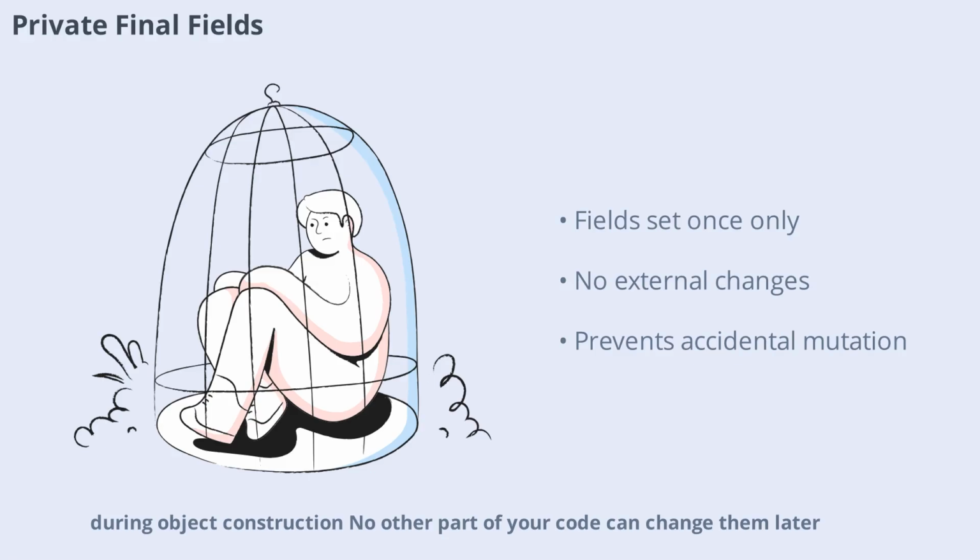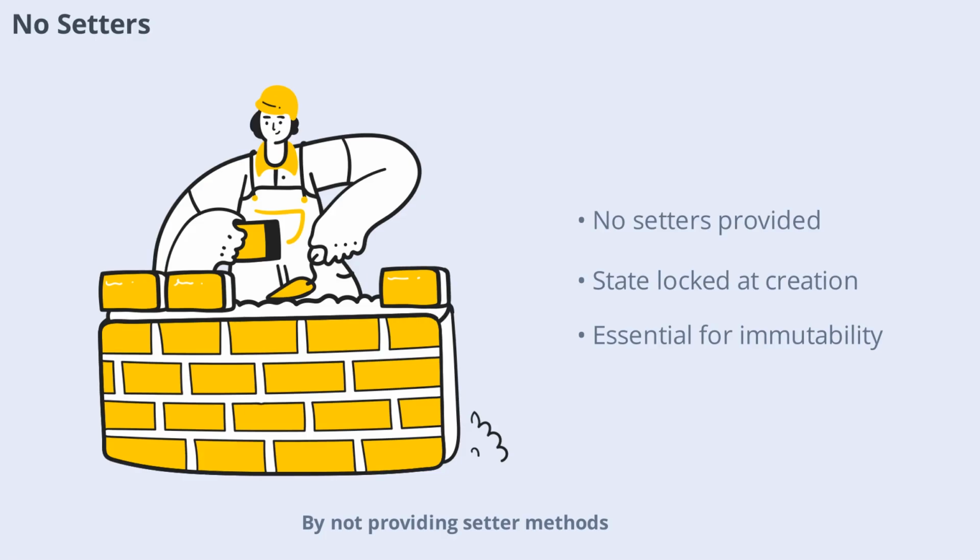No other part of your code can change them later. This is a key principle in designing immutable objects and helps prevent accidental or intentional changes. By not providing setter methods, you ensure that the fields of your object cannot be changed after construction. This is a straightforward but essential rule for immutability. Without setters, your object's state remains locked in from the moment it's created.